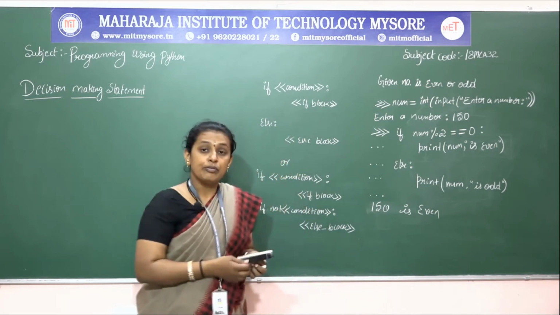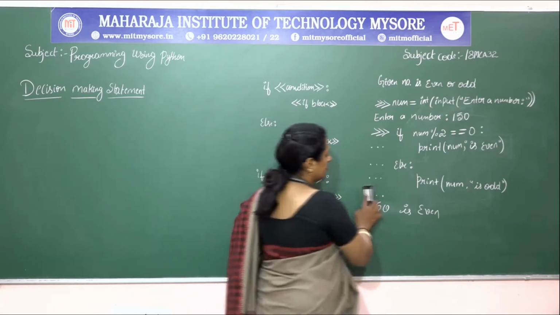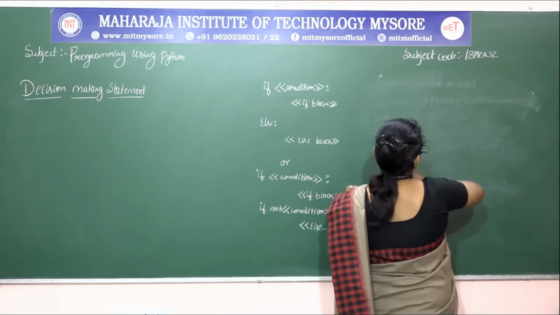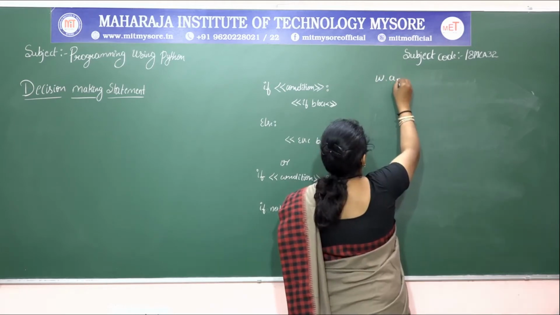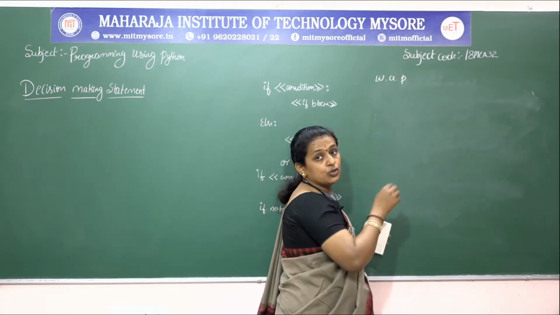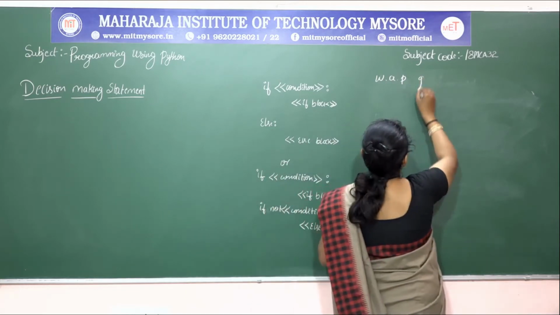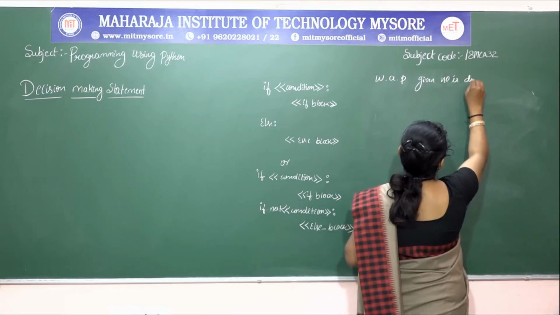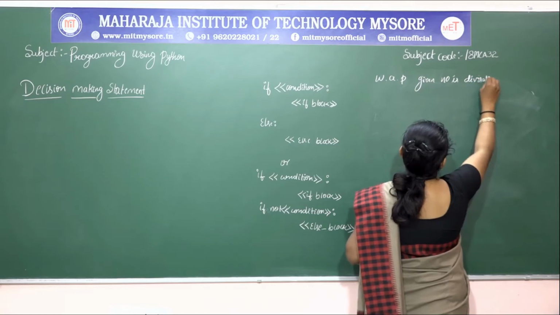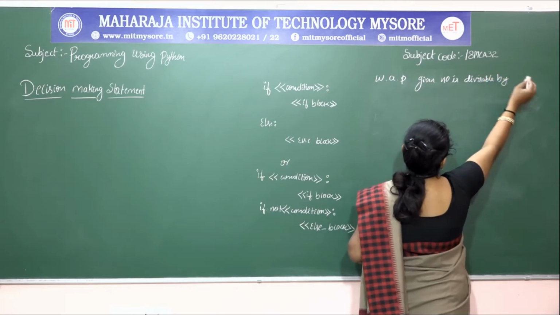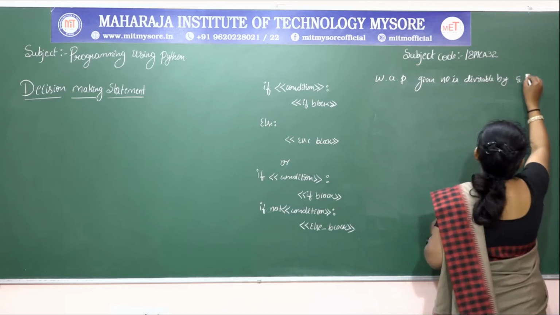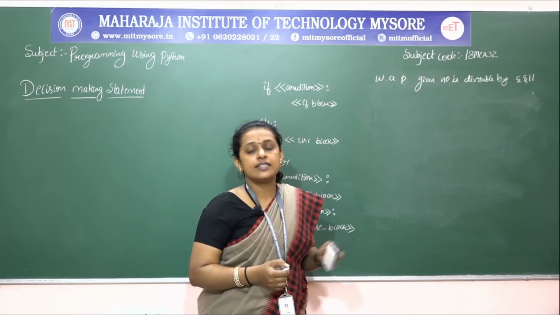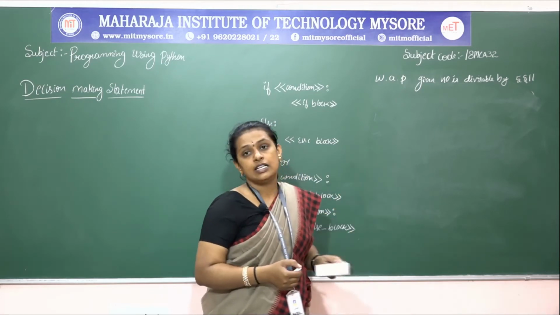So let's write one more example. Like this, you can check whether a given number is positive or not. Write a Python program to check whether a given number is divisible by 5 and 11. So you need to check that the given number is divisible by 5 and 11.